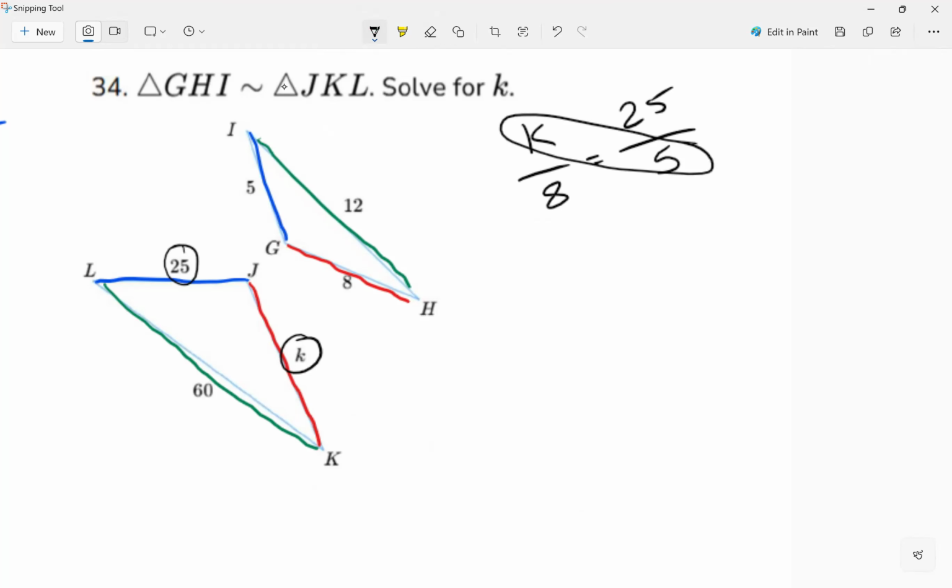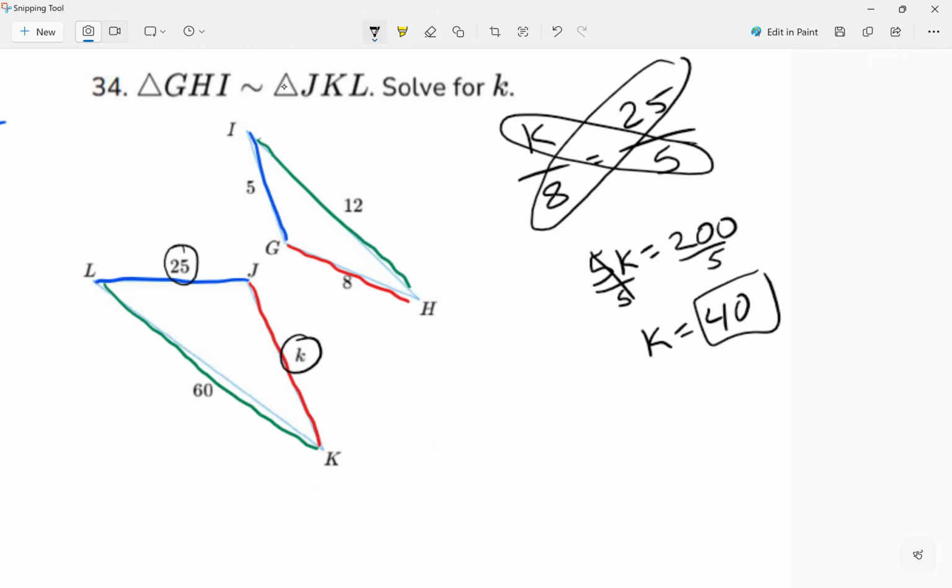So 5 times K, which is 5K, is equal to 25 times 8, which happens to be 200. I cross multiplied, and I know for proportions, when I cross multiply, they have to equal the same thing. Therefore, they're equal to each other. So I have that 5 times K equals 200. Let me divide each side by 5, so that way I get 1K. Now 200 divided by 5, use a calculator if necessary, happens to be 40. All right, cool. The value of K is 40.